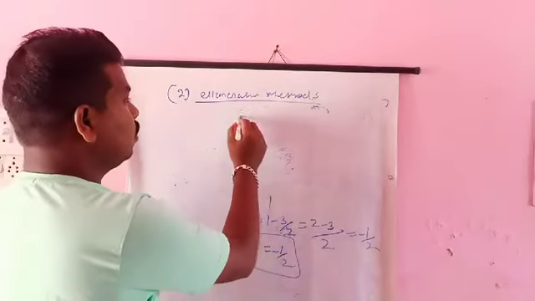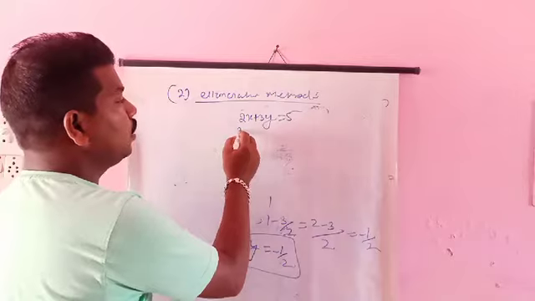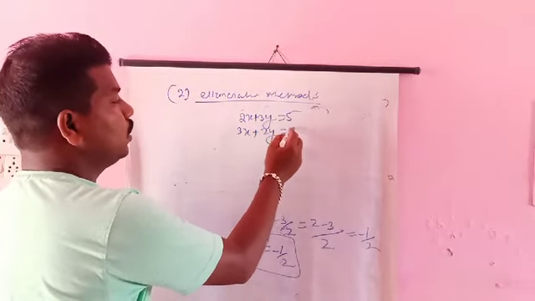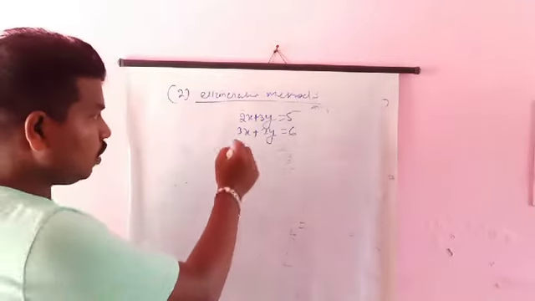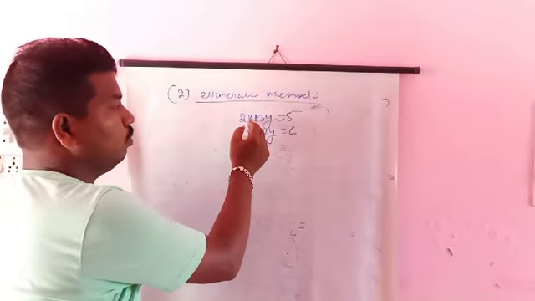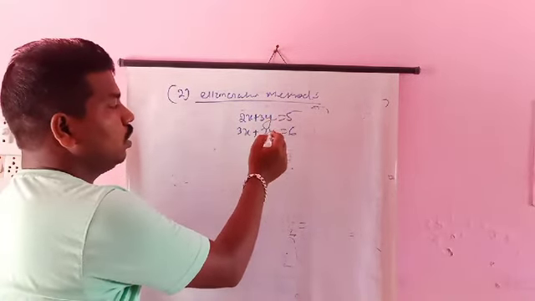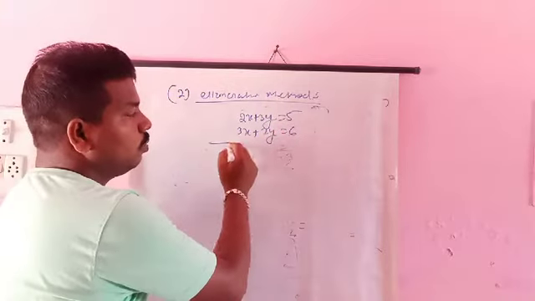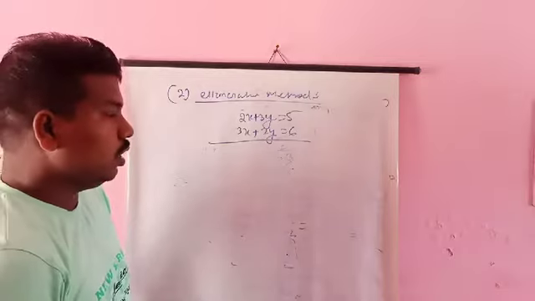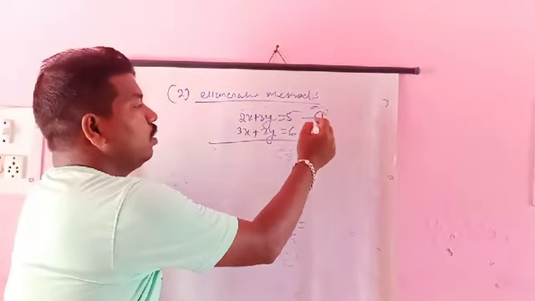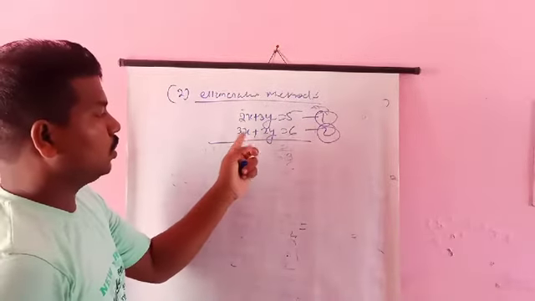Suppose 2x plus 3y equal to 5, and 3x plus 2y equal to 6. Then how to solve it by the elimination method? See that here the coefficient of x is 2, here the coefficient of x is 3, here the coefficient of y is 3, here the coefficient of y is 2. So the coefficients of x and y are different. In this case, here is equation 1, here is equation 2. We have to eliminate either x or y.